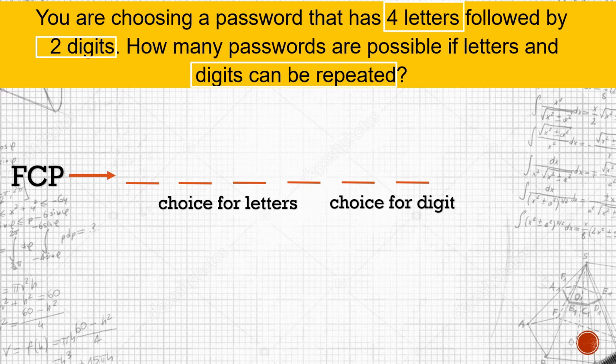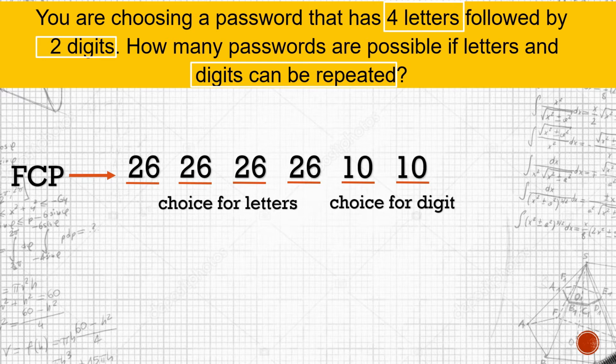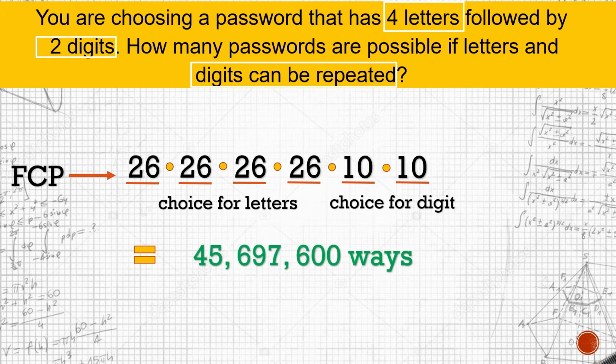So, ilan nga ba yung pwede natin ilagay na letters sa first slot? So, pili tayo starting from letter A to Z. Ilang letters yon? Those are 26 letters. So, sa first slot, 26 letters ang pwede. Same with the second, sa third, and sa fourth slot. Kasi nga, digits and letters can be repeated. So, ibig sabihin, pagdating sa slot ng digits, 0 to 9, we have 10 choices. And same with the second digit, 10 choices pa din. So, multiply lang natin sila lahat, then that will be equal to 45,697,600 ways to choose a password.